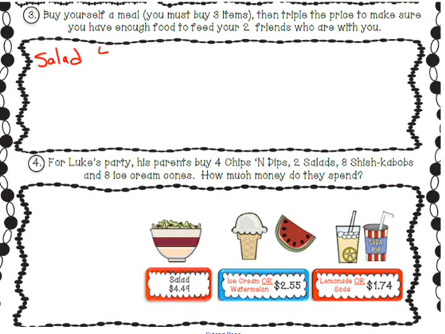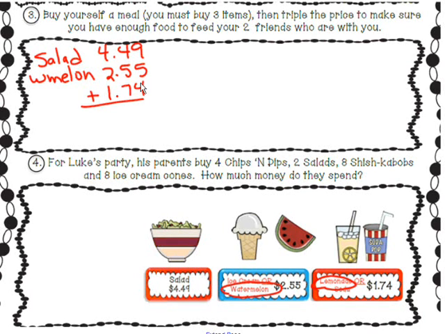and a salad costs $4.49. And then I'm going to have some watermelon. I'm going to abbreviate that watermelon. And watermelon costs $2.55. I'm adding this together, so I'm going to line up those decimal points. And then I'm going to have a lemonade. Lemonade is $1.74. We're going to add those together.